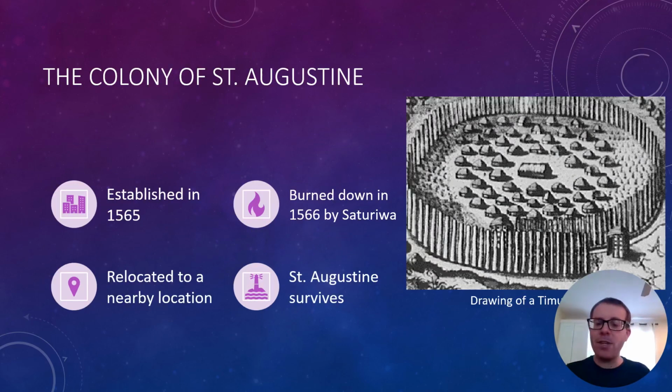And the Spanish themselves actually set up their own colony near modern day Jacksonville, which they call St. Augustine. They established it in 1565. And despite that sort of temporary alliance they had with Saturia, they very quickly get into conflicts with the local Timucuans. And their initial settlement is actually burnt down by Saturia and the Timucuans in 1566.